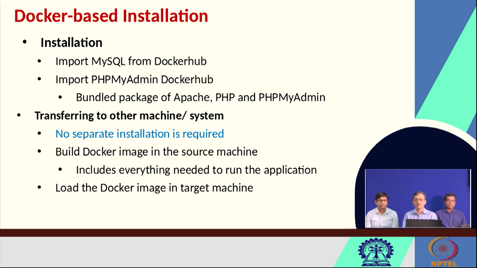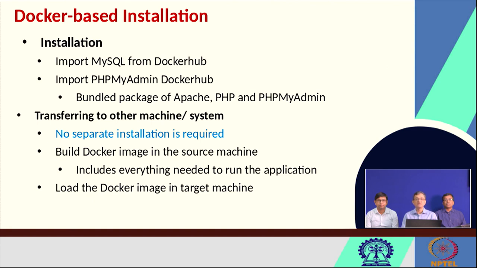So, import MySQL from the Docker Hub in this case, and import PHP MyAdmin from the Docker Hub. Both things we are taking from the Docker Hub, because that is a standard place where a lot of applications and lot of images are there. It can be done from other places also, right. If you have other repositories or if you maintain a repository, that can be done from there. In this case we did that. Bundle the package on Apache PHP MyAdmin, right. This is done at the source end. While transferring, no separate installation is required at the other end or the destination end, right.